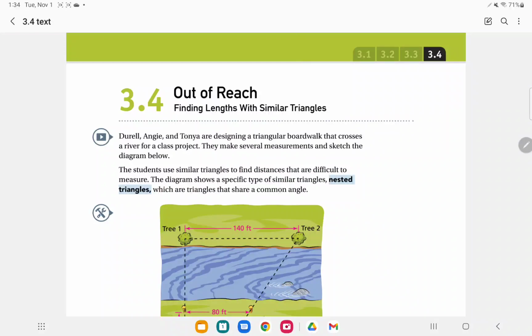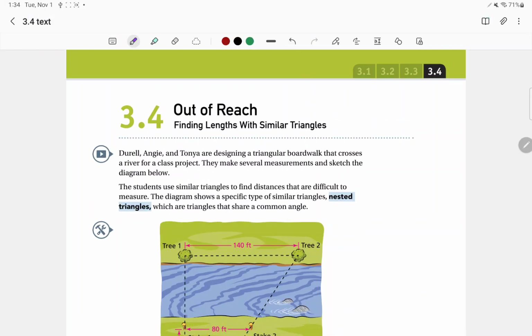In this video, we are going to be taking a look at 3.4 Out of Reach, Finding Lengths. Okay, there we go. Finding lengths with similar triangles. That's what we're going to be looking at today, and triangles are going to be nestled inside each other. But before we do this, let's go ahead and review the idea of ratios and proportions.